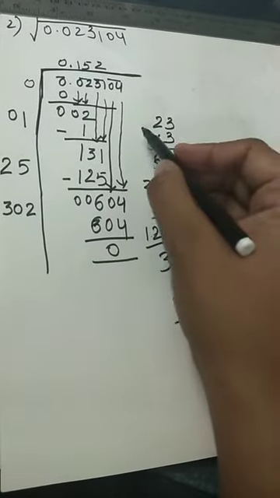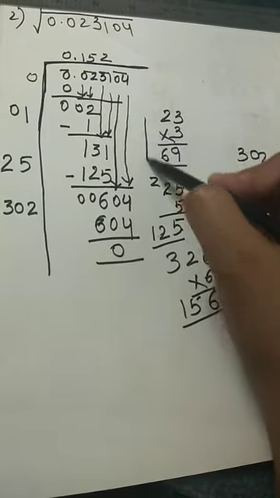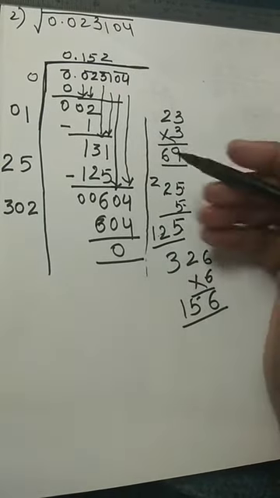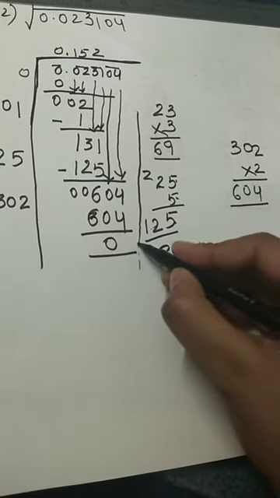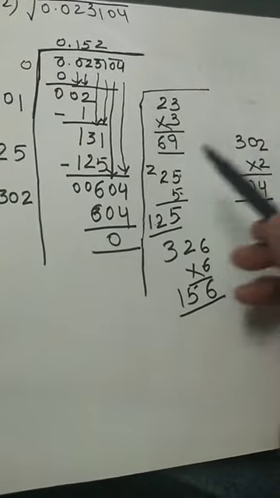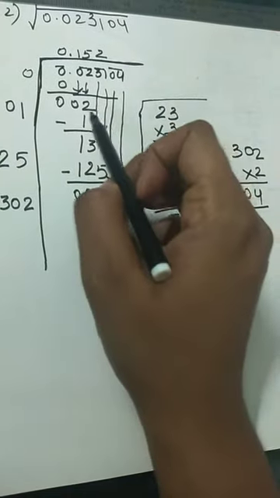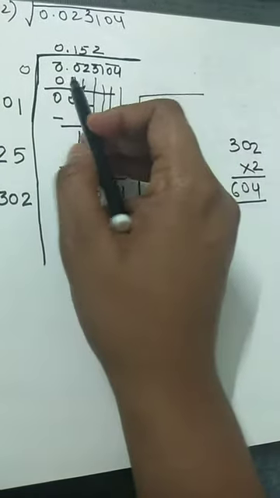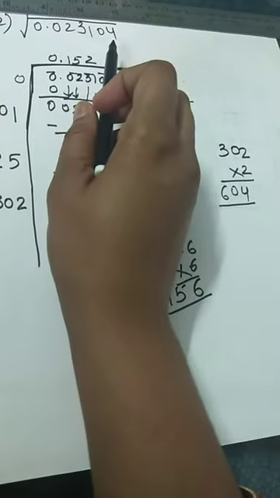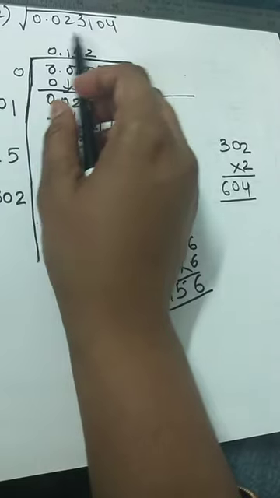Students, I hope that all of you are understanding the division method of finding a square and a square root, because this is the important part of this chapter. Again, I will repeat the explanation. Here we have to find the square root of this decimal number. In this decimal number, we are having whole number as 0, and this is our decimal part.